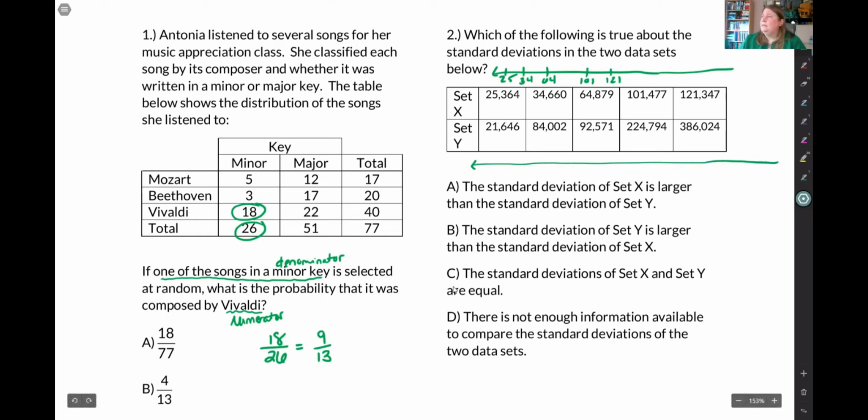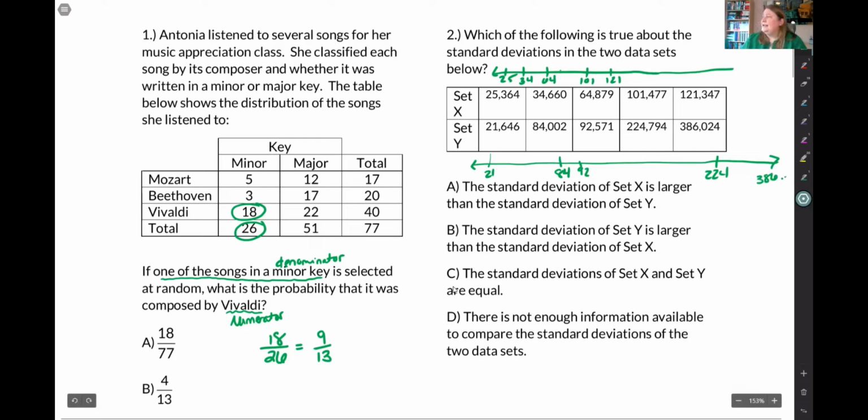Set Y starts a little bit lower than set X, so I'm going to start it down around here, where that 21 is a little lower than the 25. And then the 84 is probably going to go around here, right? Then we have 92,000. The next one is 224,000. Well, if 121 is here, I think that's going to be about here, right? 224. And then 386, I don't know, that's even further. I can't fit that on my screen anymore, my 386,000.